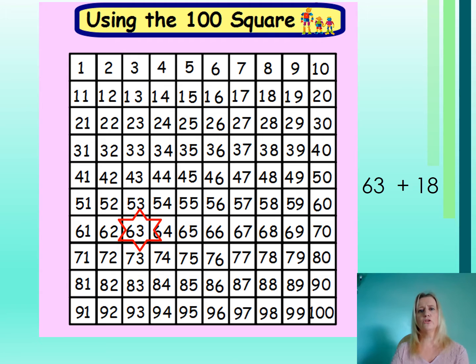Here is another way to look at that problem, 63 add on 18. This time we're going to look at the 100 square to see it visually. We can see that the star is on the number 63. If I add on 2 tens or 20, you can see that I have reached 83. And then I need to go back 2 more steps to get to 81. I added on 20 and then I took off 2 to help me get to my answer of 81.